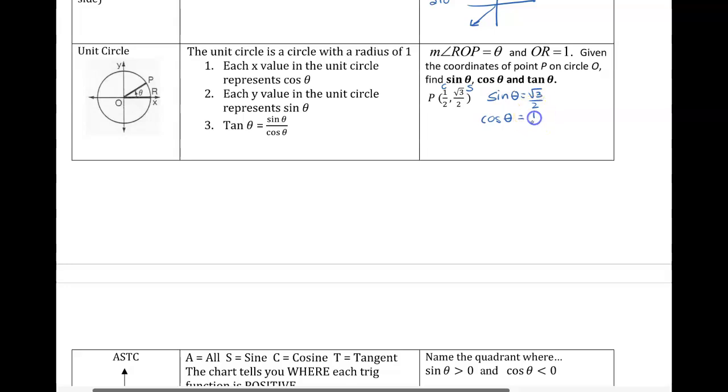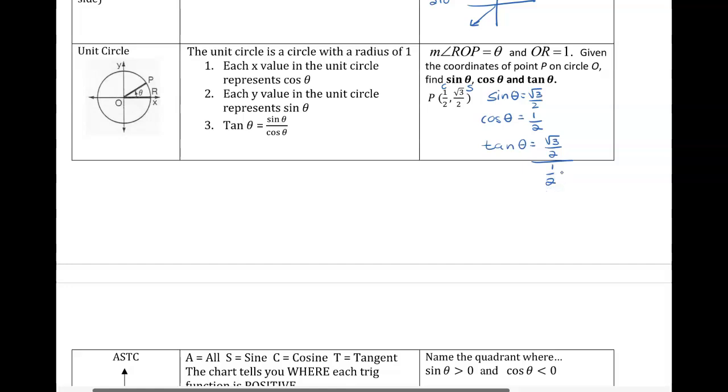Cosine of theta would be the corresponding x-coordinate. Now again, this only works if we're on the unit circle, but since we are, we can just grab those values. Now tangent, remember, is the quotient of sine divided by cosine. So if we want to figure out what tangent of theta is, we have sine, which is radical 3 over 2, divided by cosine, which is 1 over 2.